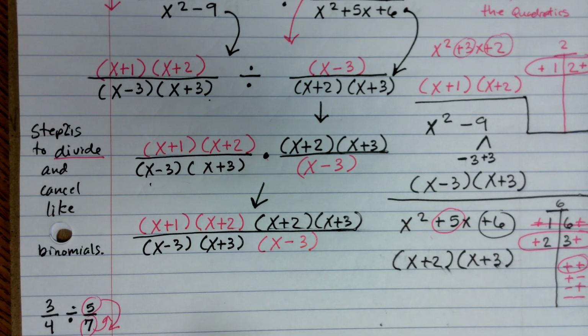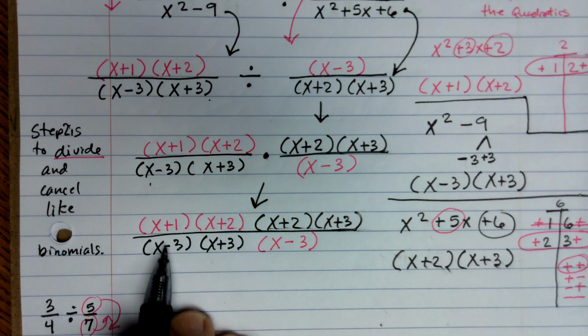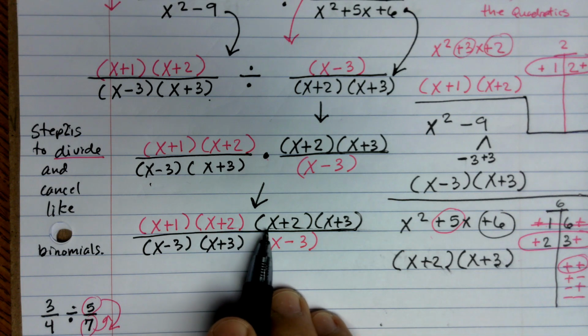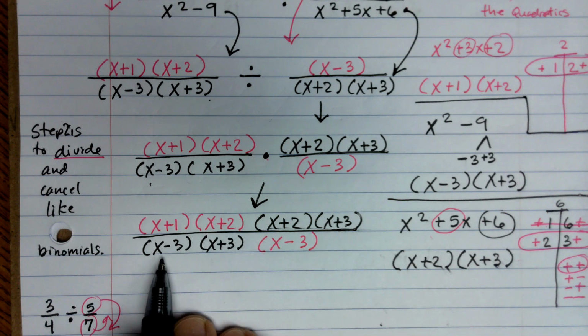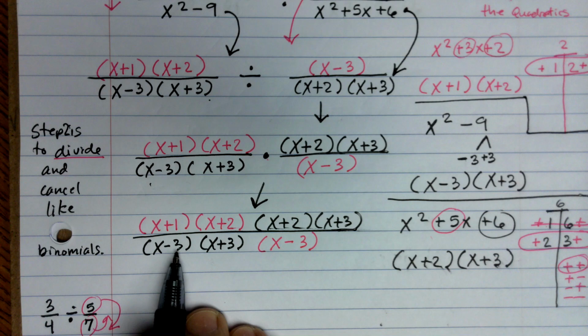Okay, so we have everything written out, and what we want to do is go ahead and do the division now, right? Let's see what we can cancel out. So for example, I noticed that I have an x minus 3 here, and if I look on top, there are no x minus 3 binomials. So there's nothing I'm going to be able to do about the x minus 3.